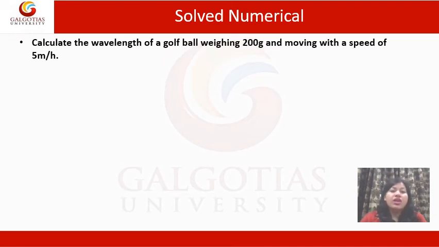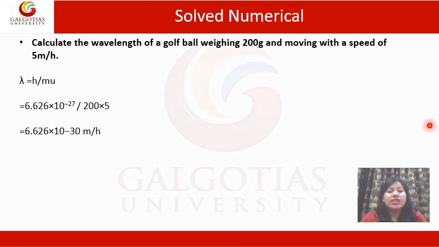Next question: calculate the wavelength of a golf ball weighing 200 grams and moving with a speed of 10 meter per hour. Apply the formula λ = h/mu, where we put the values of h, m and u and get the answer, that is 6.626 × 10⁻³⁰ meter per hour.